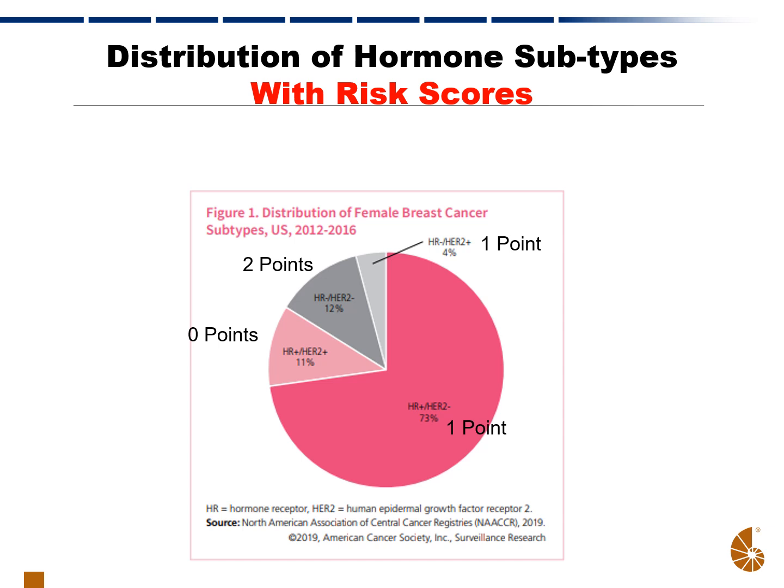And then the smallest group is hormone receptor, which is ER receptor negative, and HER2 positive, where you would get 1 point. So you can see by far most breast cancers using our risk scores are going to get 1 point. The next largest group is going to get 2 points, and then the third group is going to get 0 points. So this helps show you the distribution using our risk score.